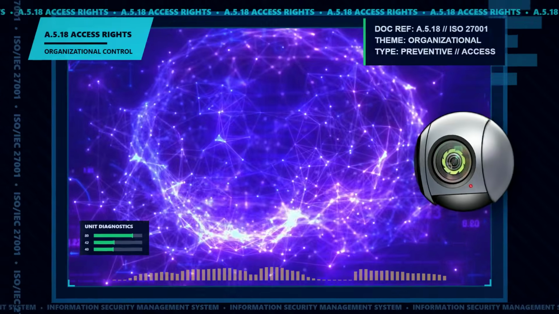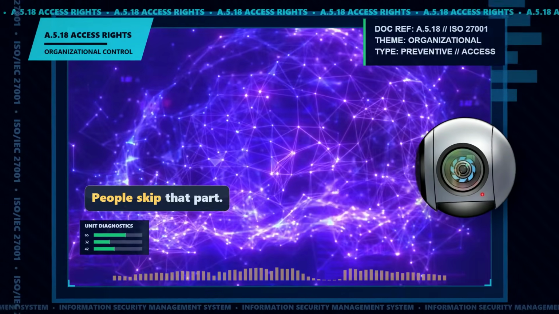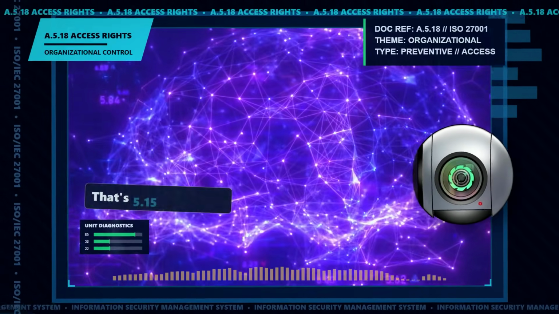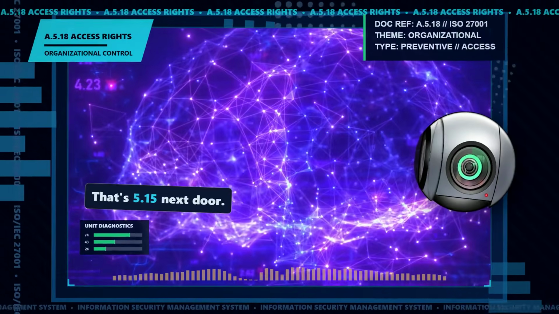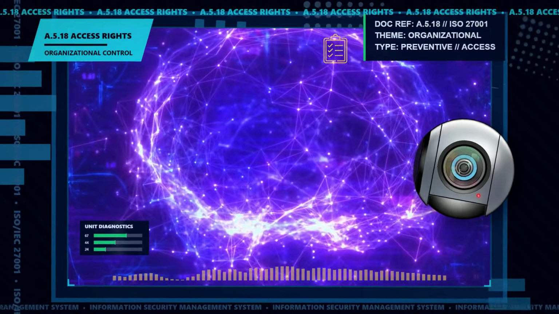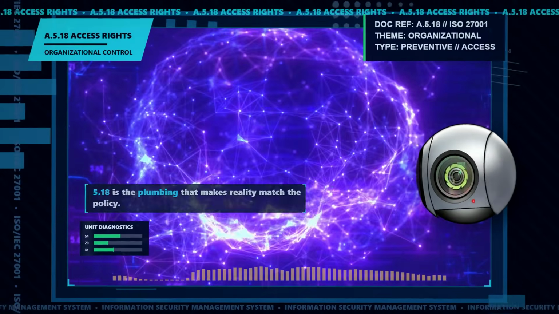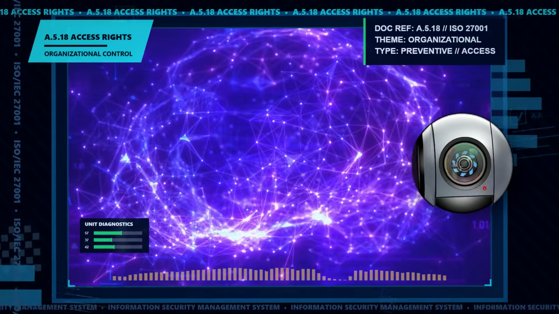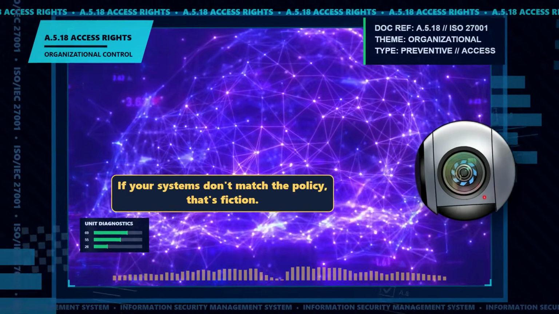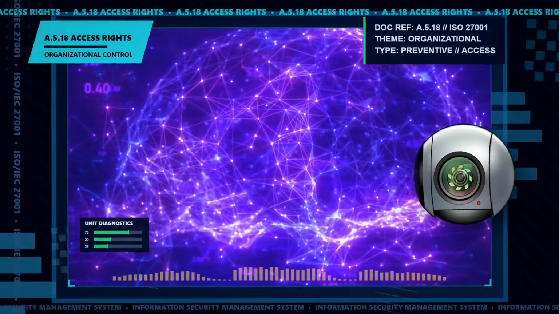And notice the last bit of that sentence, because people skip it. In accordance with the organization's topic-specific policy on access control. That's Annex A.5.18 next door. 5.15 is the policy that says who should get what. 5.18 is the plumbing that makes reality match the policy. If you've written a beautiful access control policy and never once checked whether your systems agree with it, you have written fiction. Nicely formatted fiction.